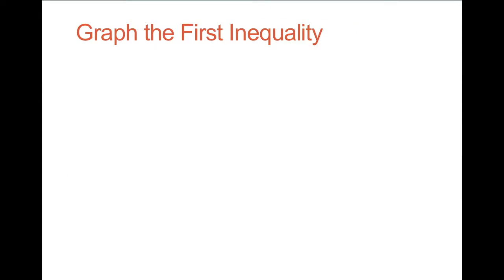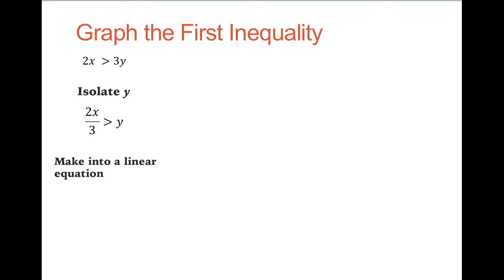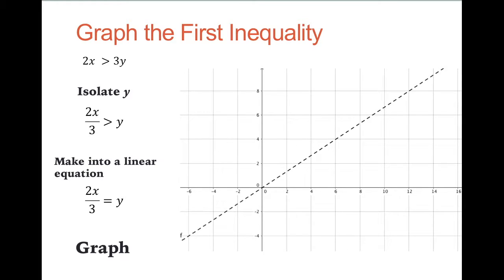Let's try graphing the first inequality, which you should already know how to do. We have 2x is greater than 3y. You should isolate your y to make it look like 2x over 3 is greater than y. Then you make it into a linear equation with the equal sign and you graph it. This you should know how to do. Your graph will look something like this.